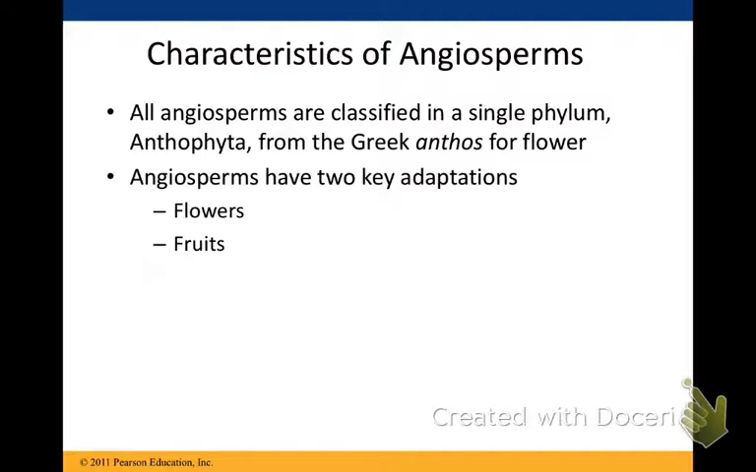So the next group of plants are the angiosperms. These are the flowering plants, and they have 2 key adaptations. They have flowers, which contain the reproductive structures and can attract pollinators. And then we have fruits, which develop from the tissues of the flower and are used to aid in dispersal of seeds.